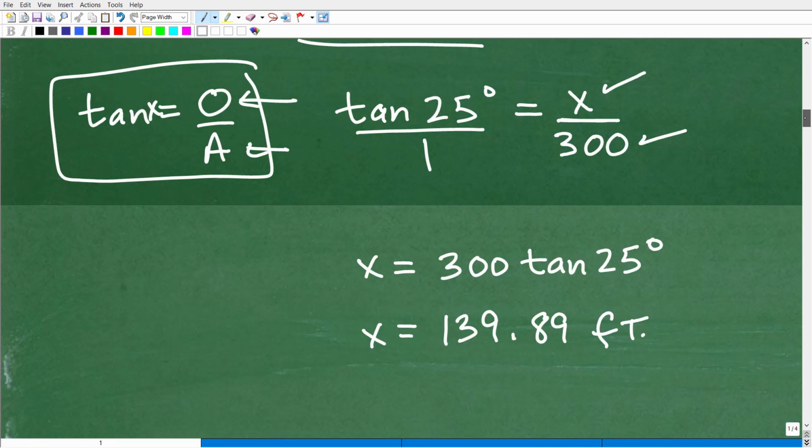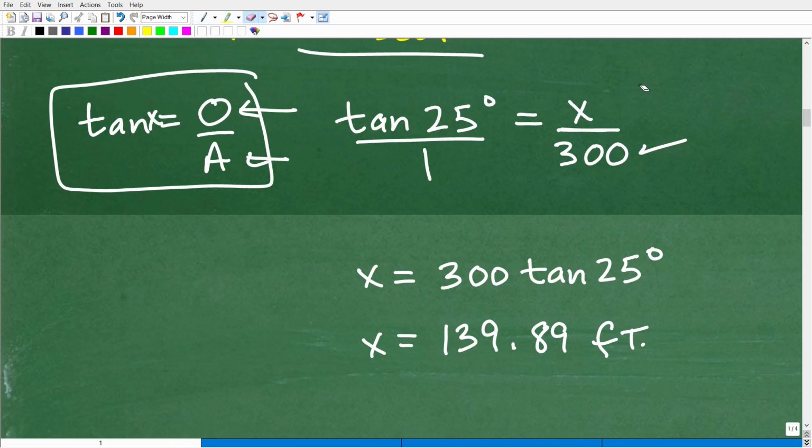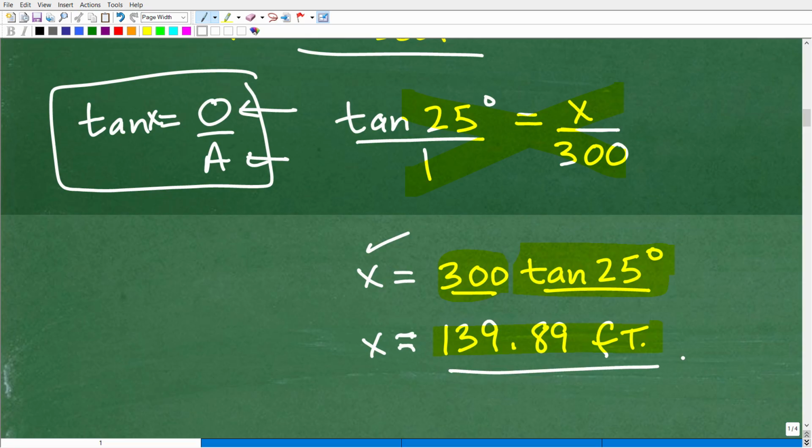Let's make this into a fraction, and now this becomes a simple proportion. So how do I solve for x? Super easy. Of course, I'm assuming you know some basic algebra. We can just do the cross product. So x times 1, which is x, is equal to 300 times the tangent of 25 degrees. So I go into my lovely scientific calculator, tangent 25 degrees times 300, and you're going to get something on the order of 139.89. So the height of our tree is approximately 139.89 feet. That is the answer.